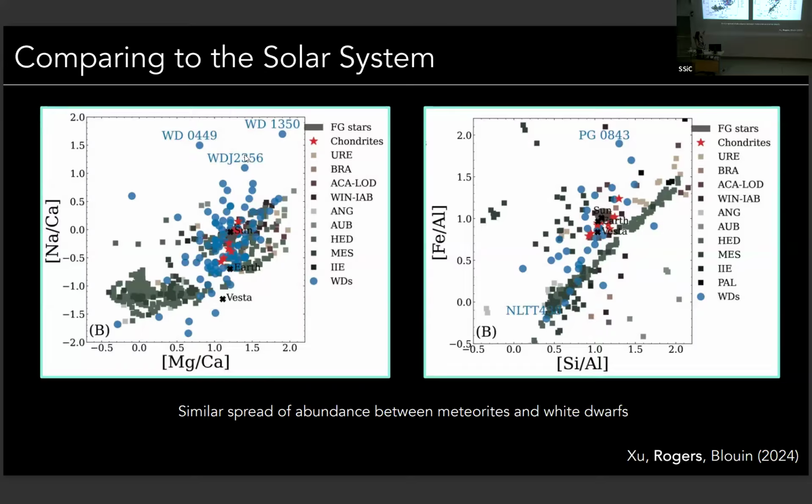So we're looking at a lot of key rocky species here. So we've got sodium to calcium versus magnesium to calcium, and then iron to aluminium versus silicon to aluminium. And the key really is that the accreted abundances, so this exoplanetary material, is pretty similar between these exoplanetary systems and also our solar system. So solar system materials, pretty common.